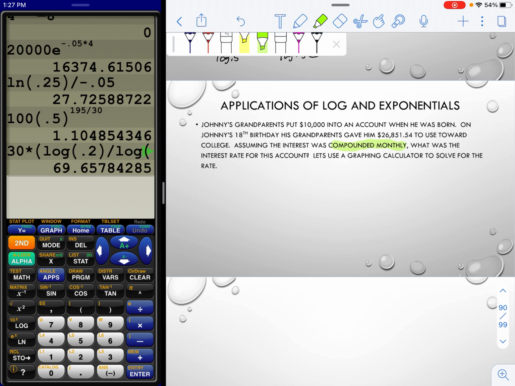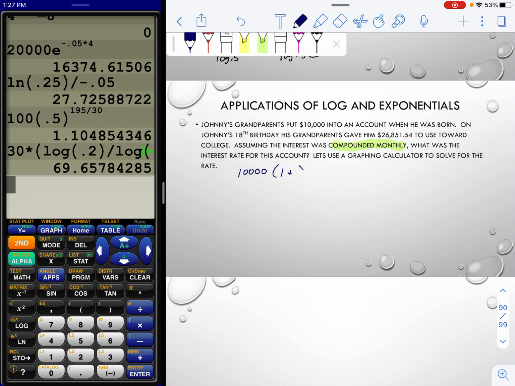Okay, now it says here use a graphing calculator to solve. I'm going to show you algebraically and then show you how to confirm that graphically. All right, and again, it's nice to show that everything checks out. So let's see here. Let's build our compound interest formula based on it being compounded monthly. So you have $10,000.